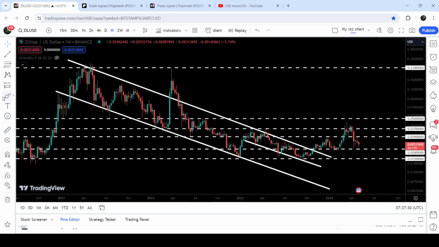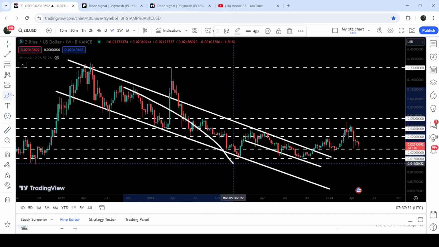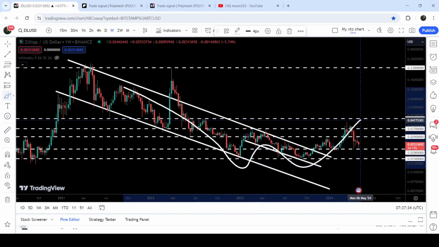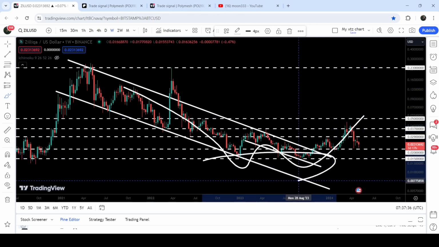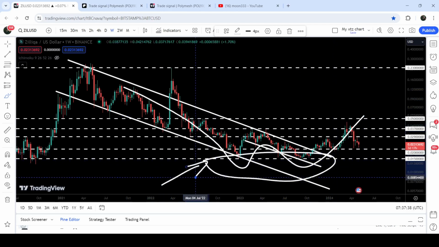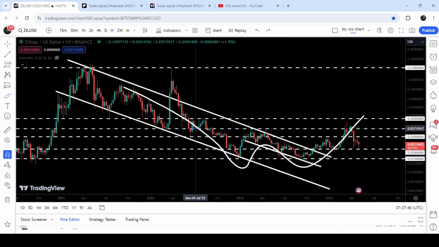And while moving to the downside, you can see that it also formed this very massive double bottom pattern as well. And this double bottom pattern was formed at this long-term support of 1.5 cents. That was a quite long-term support.